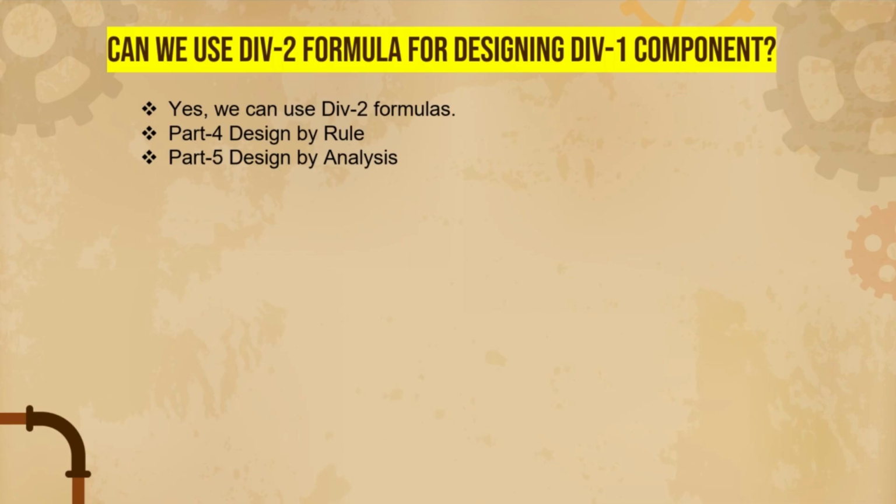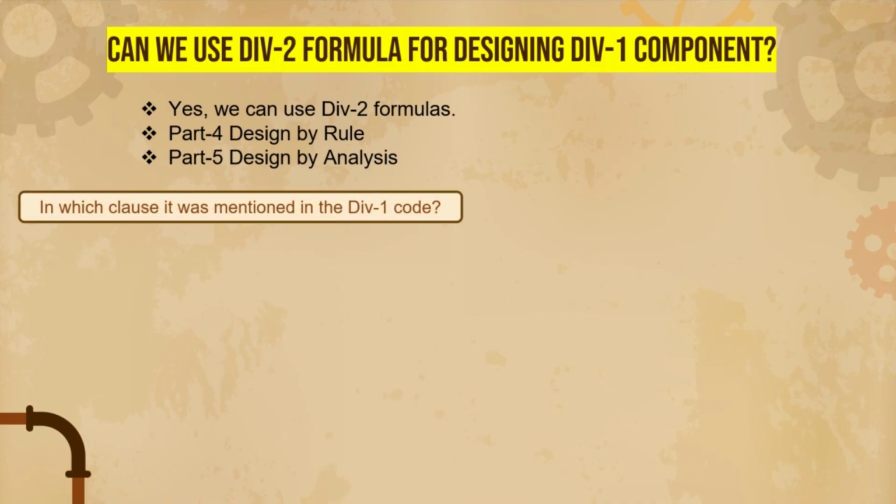But my question is, where is this allowed in the code, guys? In which clause of the Division 1 code is it mentioned? We need some references, right? We cannot blindly use Division 2 formulas, right? So we need some references. Where is that reference mentioned?